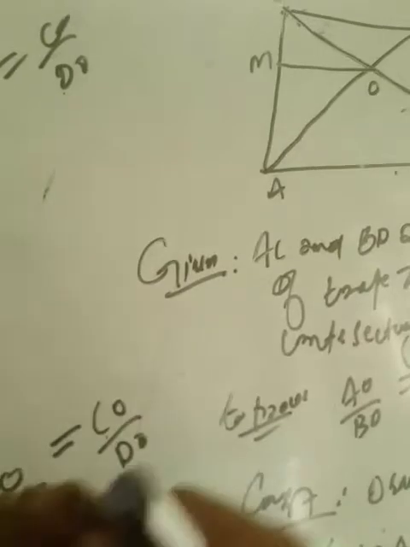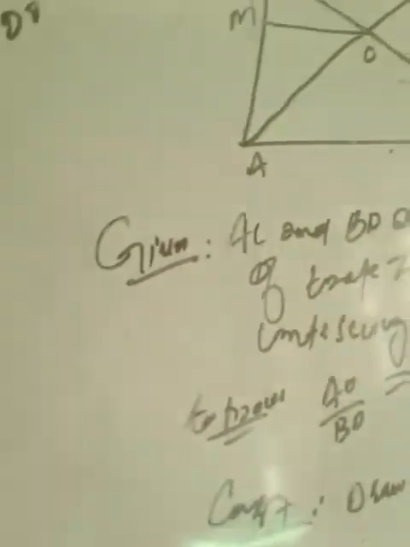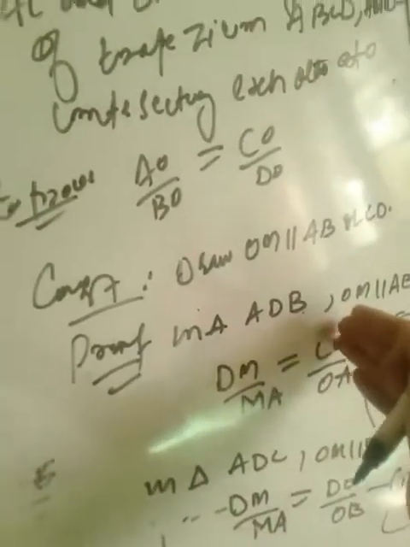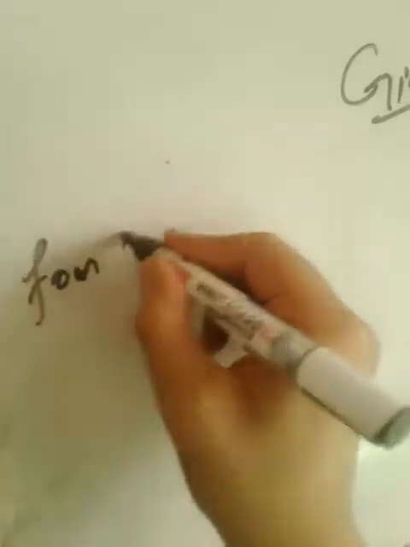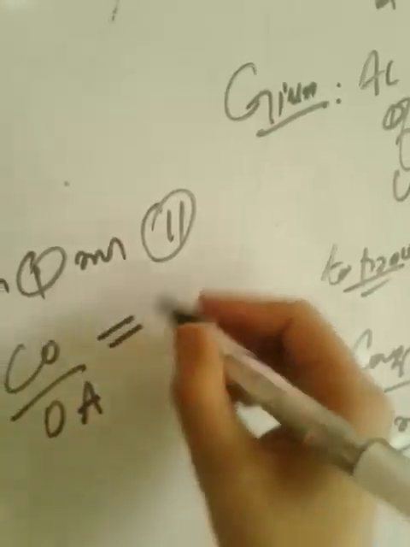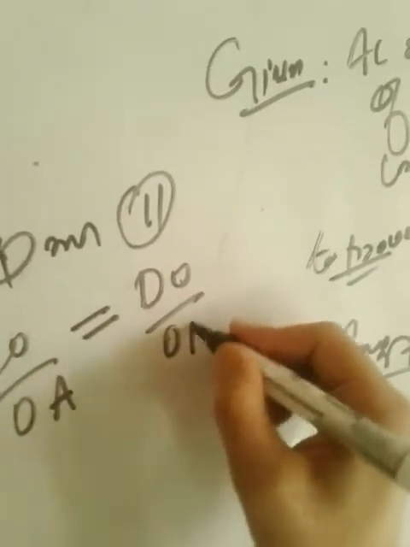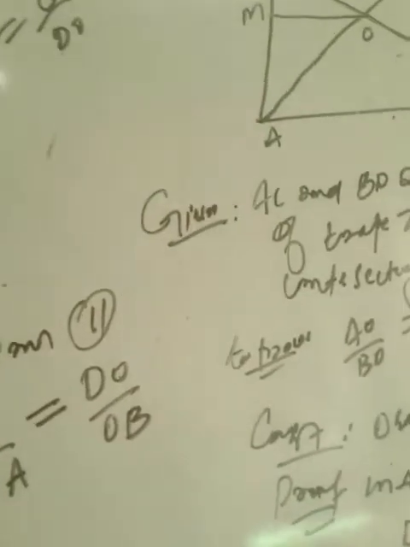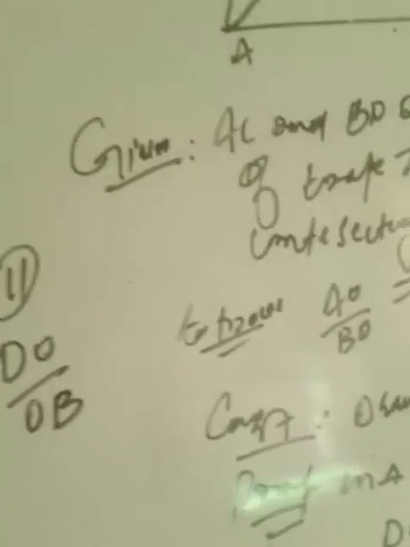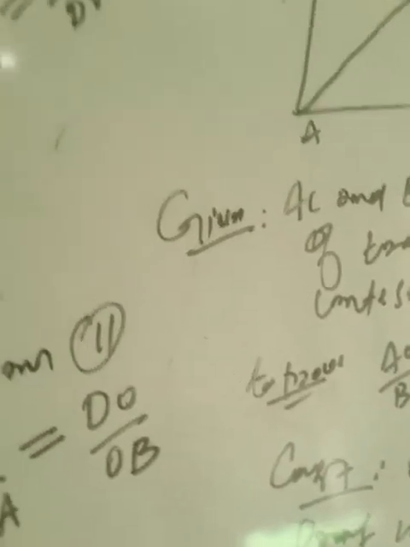We have to prove that AO by BO is equal to CO by DO. If you look at the first and second, the right-hand sides DM by MA are equal. So from first and second, we get CO by OA equals DO by OB. But we have to prove that AO by BO equals CO by DO.